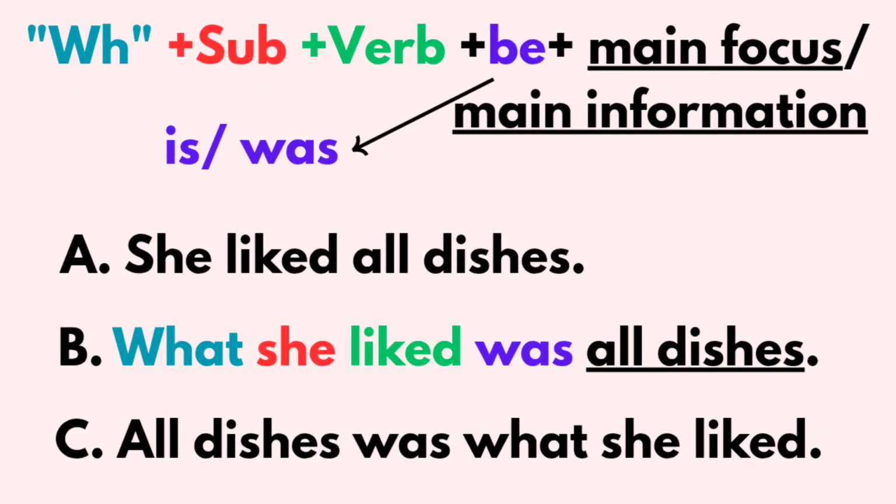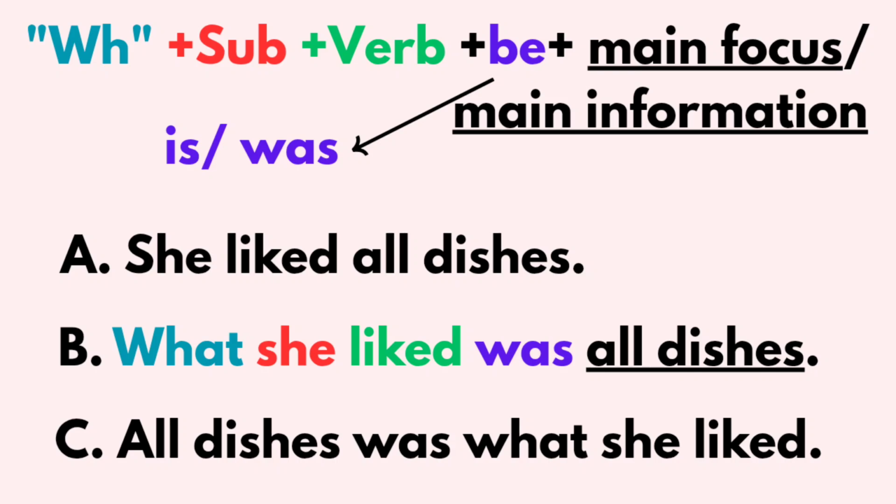Second example, she liked all dishes. This sentence is in past simple, right? So look at the be form. I have used was because it is in past simple. She liked all dishes. Sentence A. Look at sentence B. What she liked was all dishes. All dishes means plural, right?